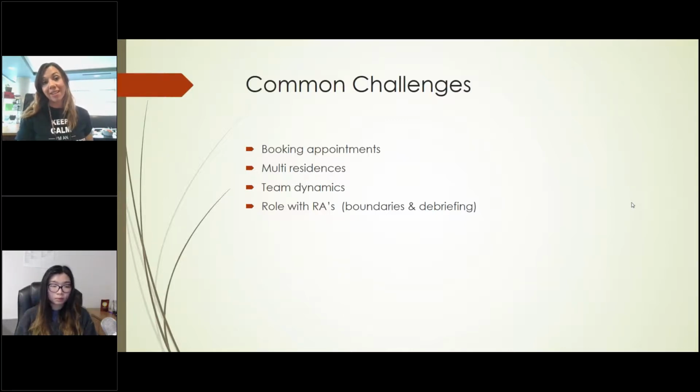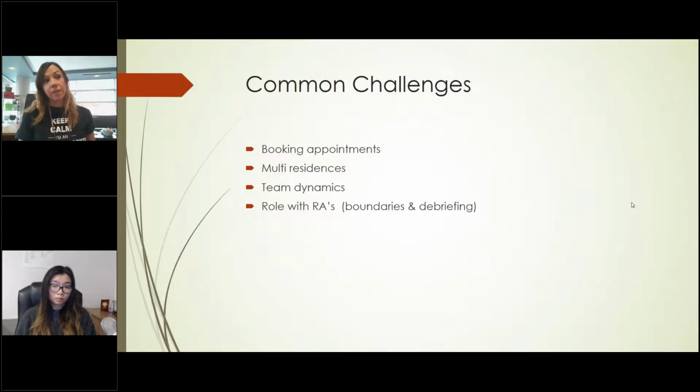Because what you can start to get is staff that start to take on a counseling role, which can then start to hinder the work that you've already done with certain students. So it's important to draw that clear line between Res Life, the outreach worker, and RAs.